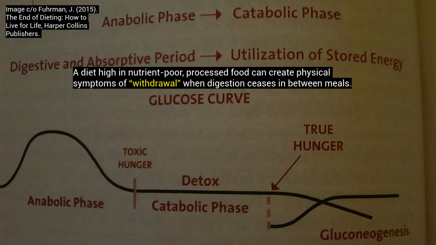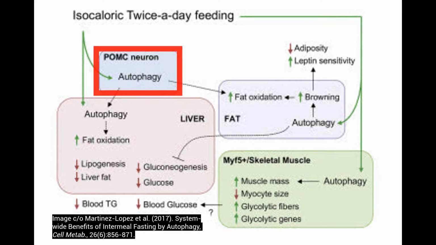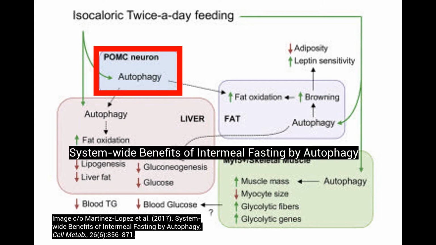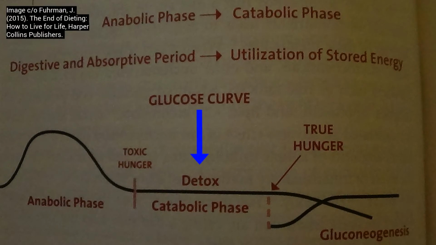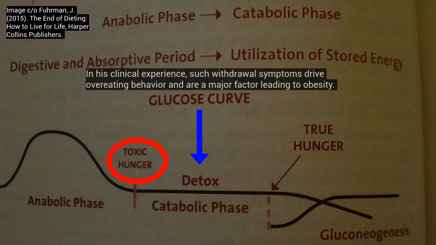And when digestion ceases between meals, we enter what's known as the catabolic phase, or a detox phase, right? And I've talked about autophagy. And studies have shown that we actually enter autophagy in between meals. So essentially, the contention is that during this catabolic detox phase, these withdrawal symptoms are misperceived as hunger, thus toxic hunger. And in his clinical experience, these withdrawal symptoms can drive overeating behavior, and they're a major factor leading to obesity.